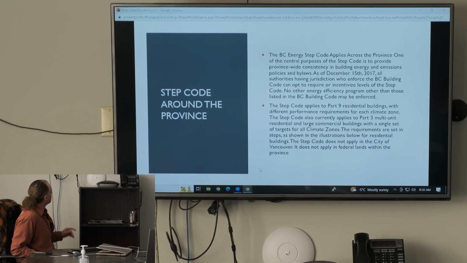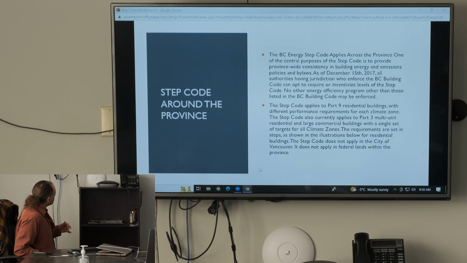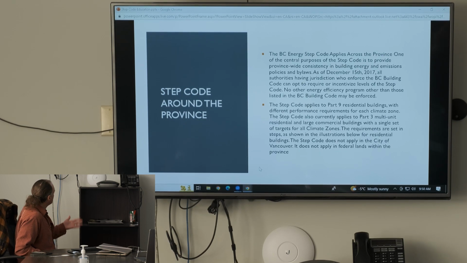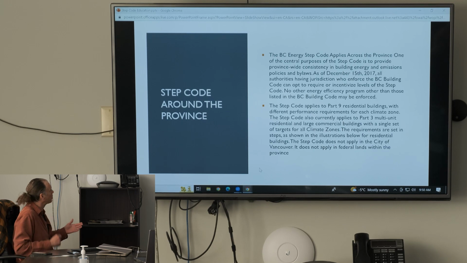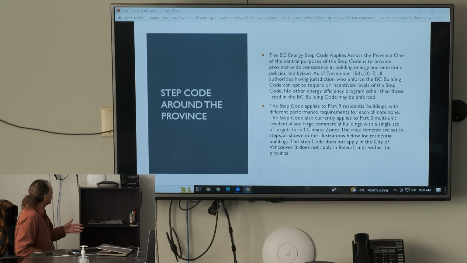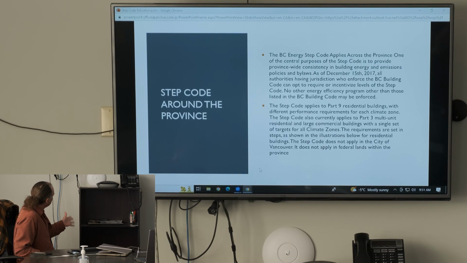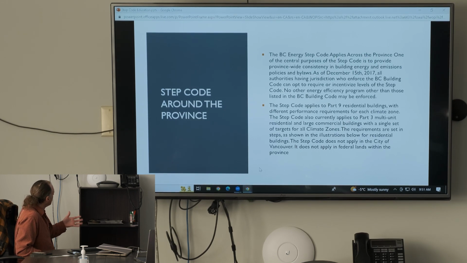So step code around the province. The step code applies across the province. One of the central purposes of the step code is to provide province-wide consistency in building energy and emissions policies and bylaws. As of December 15, 2017, all authorities having jurisdiction who enforce the BC Building Code can opt to require or incentivize levels of the step code.